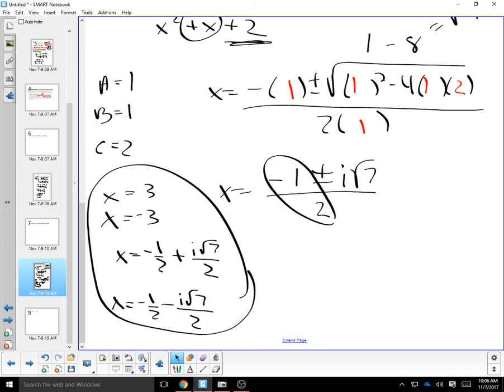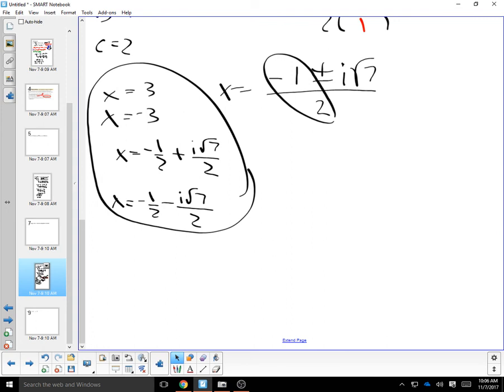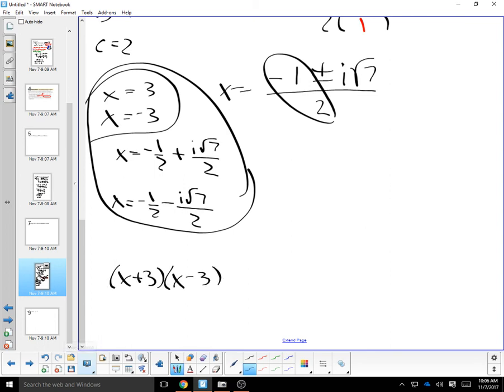Going to put them into linear factors now. Okay? So these are all the roots. These are just whole numbers, rational numbers. These bottom ones are complex. Okay? I'll move on then. These are pretty simple to change, right? That's going to be x plus 3 and x minus 3.